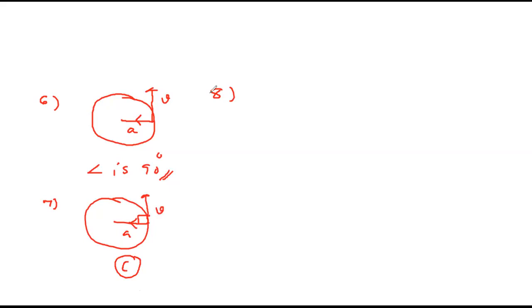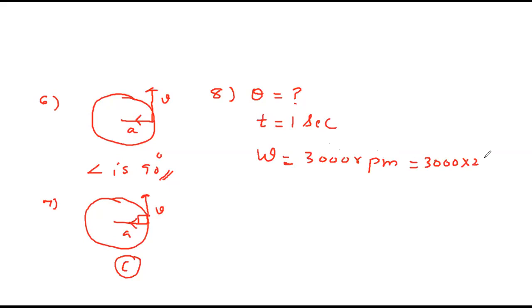Calculate the angle described by a shaft in radian in 1 second. Shaft means rotating rod. If a flywheel rotates with constant speed of 3000 revolutions per minute, they want the angle described in radians, but this is in revolutions. So I will convert first into radians: 3000 into 2 pi by 60 radian per second, which is 50 pi.